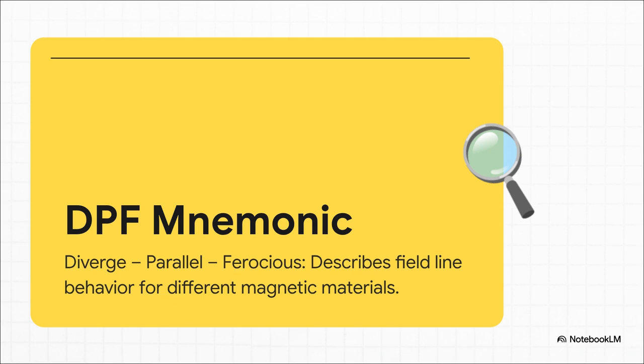So, D is for diverge. Diamagnetic materials literally push the field lines away. P is for parallel. Paramagnetic materials are pretty chill. They just let the field lines pass through. And F. F is for ferocious. Ferromagnetic materials like iron just ferociously suck those field lines right in.